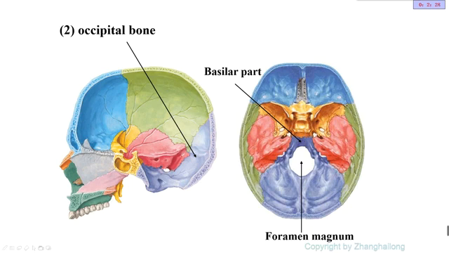Now let's see the second bone, the occipital bone. The occipital bone is on the back, the inferior and posterior part. And here is the occipital bone. In front of it there is a basilar part, like a slope behind the sphenoid bone. And in the center, there is a very big foramen, the foramen magnum. Magnum means the biggest one, the max.